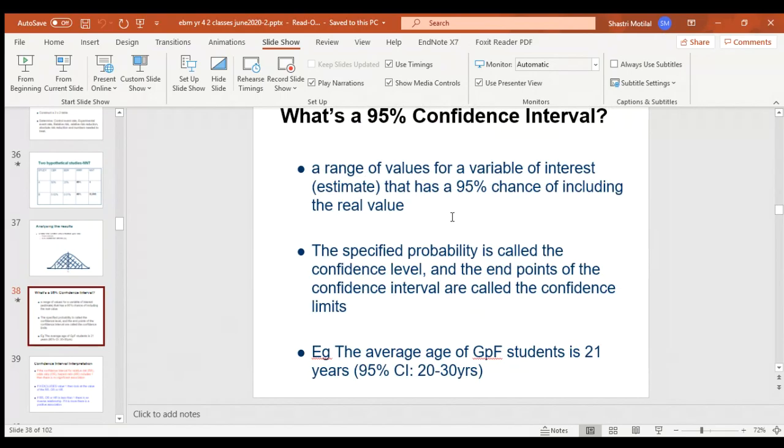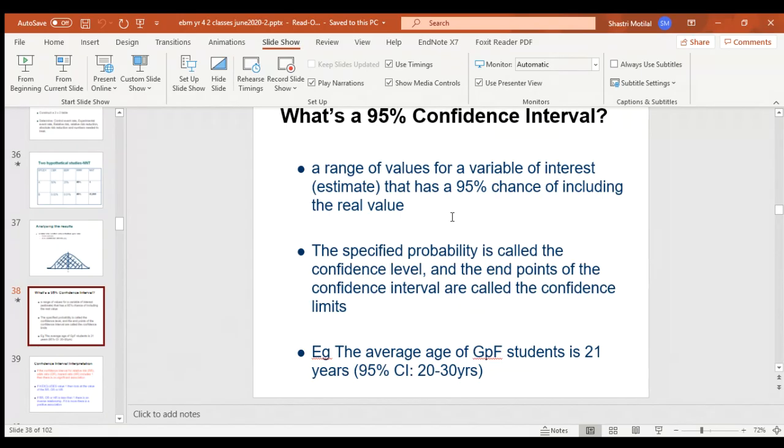Confidence interval, as the word suggests, is an interval. An interval is a range of values. And by convention, what we use in the biomedical literature, in medicine and in many other sciences apart from medicine, we use 95% confidence intervals. What does 95% confidence interval mean? It means that you have a range of values, and the chance that that range of values includes the real value is 95%.